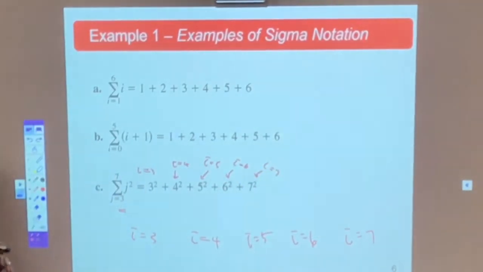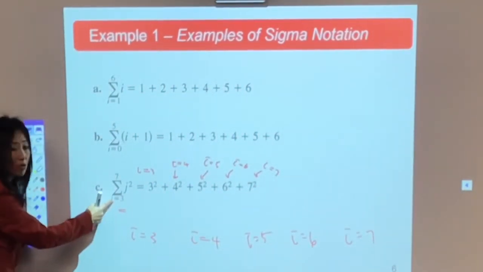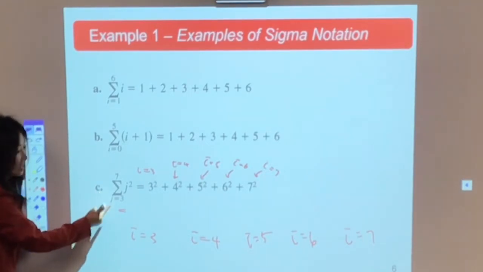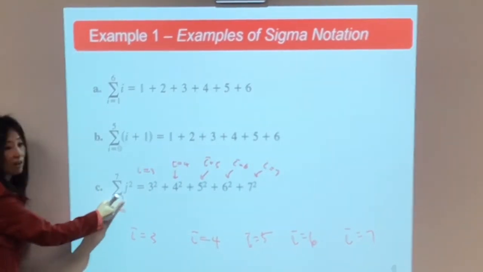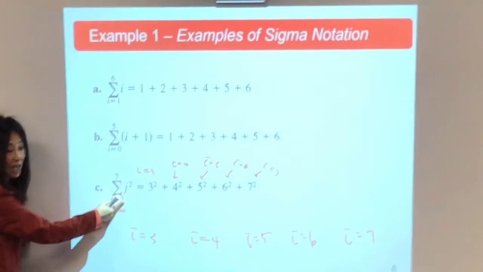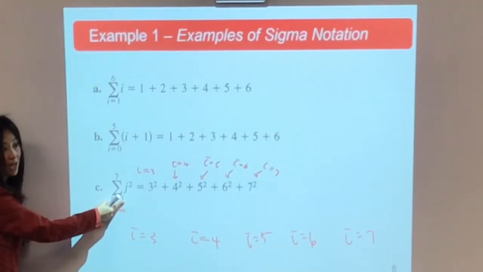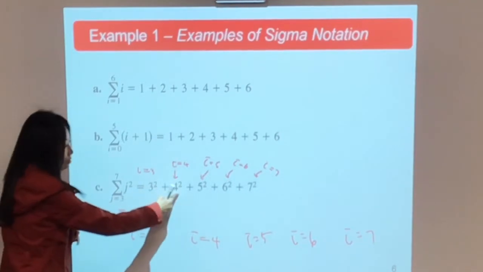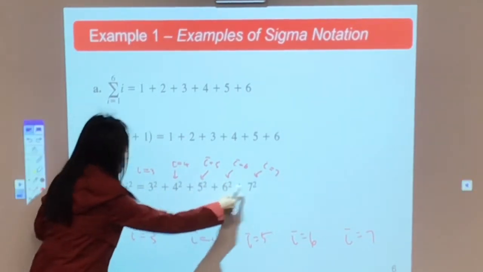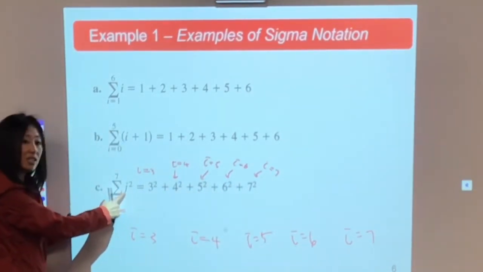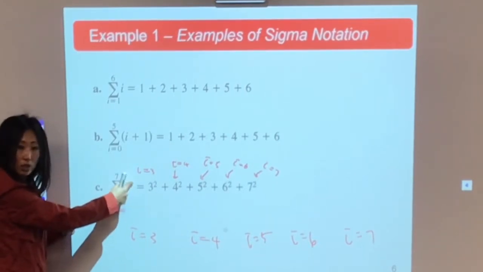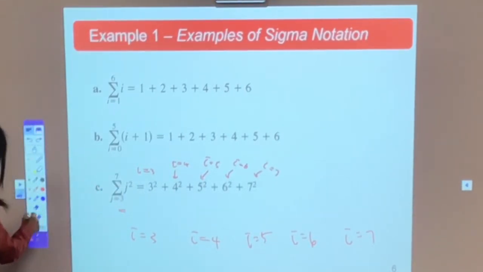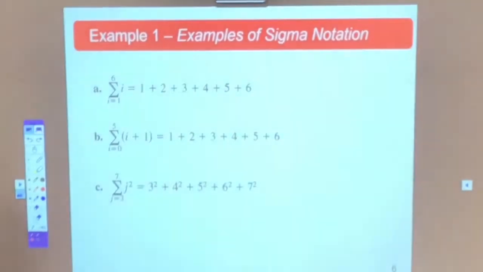You don't just start whatever you want to start. You start at whatever they told you to start. It said start at J equal to where? 3. That's why I'm not starting at 0, I'm not starting at 1, but I'm starting at 3. 3 square, 4 square, 5 square, 6 square, 7 square, because whenever you see J, what do you do? Square that. Does it make sense to your class?